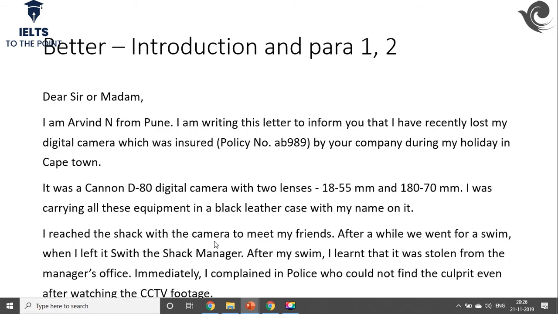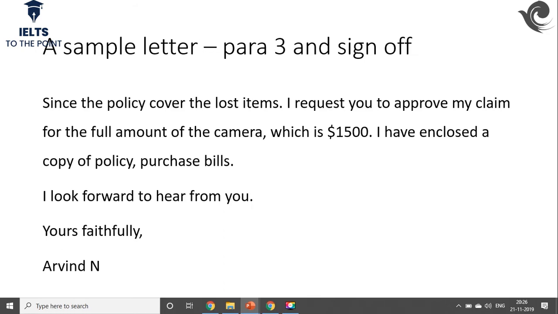So, in this particular paragraph, you are assuring the insurance company that I have already taken a lot of steps before writing to you. I tried my best to ensure that my camera is retrieved, but still I was not able to retrieve the camera, get it back, and that's why I am approaching you. Any questions, guys? Alright.